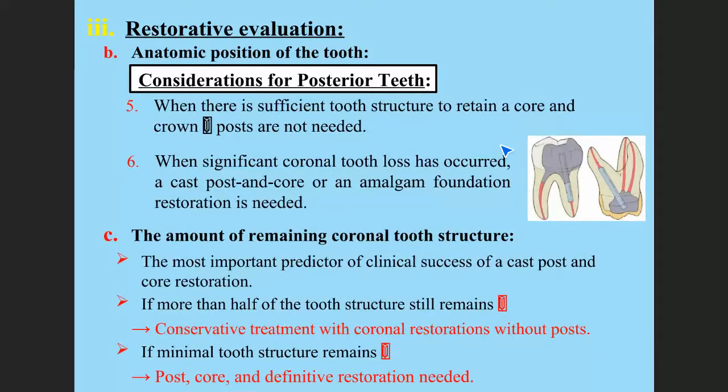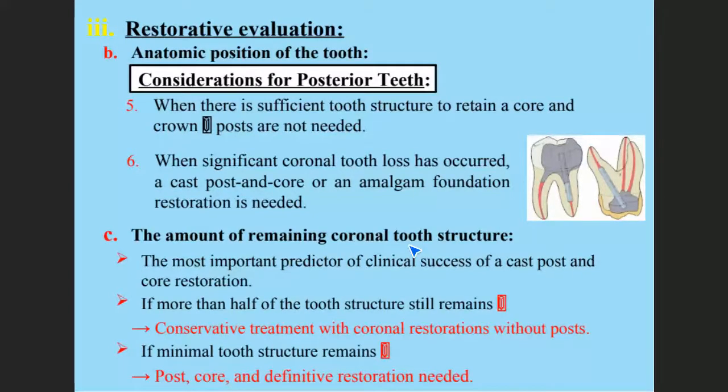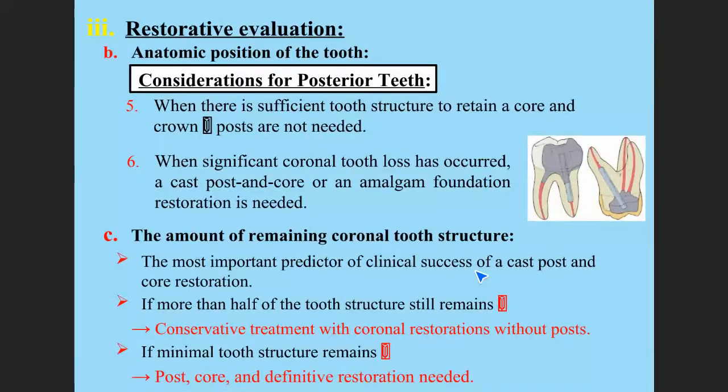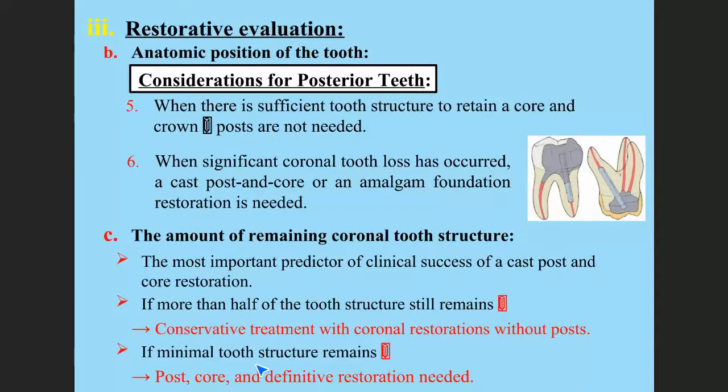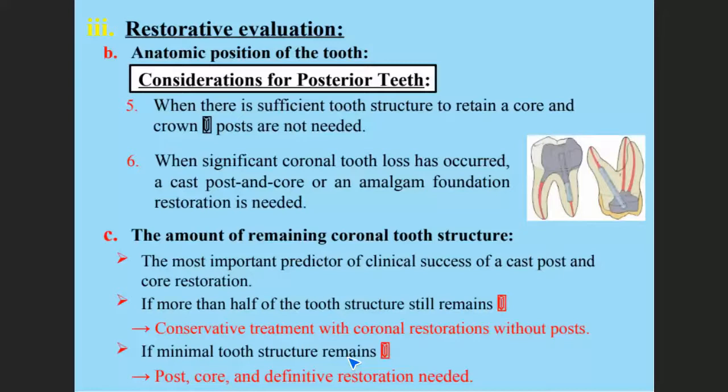The other thing in restorative evaluation is the amount of remaining coronal tooth structure, which is very important in the clinical success of cast post and core restorations. If more than half of the tooth structure still remains, conservative treatment with a coronal restoration without a post is enough. If minimal tooth structure remains, which means more destruction of the tooth structure, we need a post and core and a definitive restoration later on.